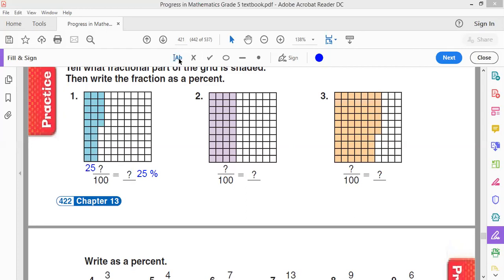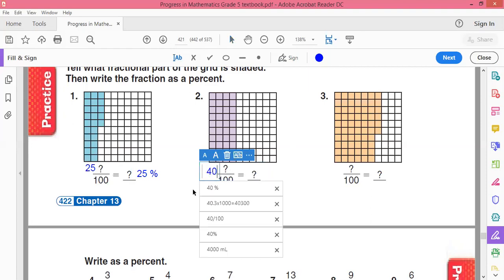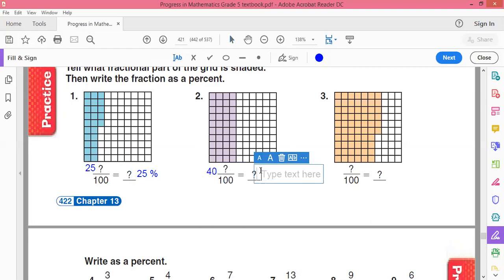Now, question number 2. Okay. Tell me, this is 40%. Okay. First, write here 40, and then you can say that it's 40 and put a percentage sign. 40%.